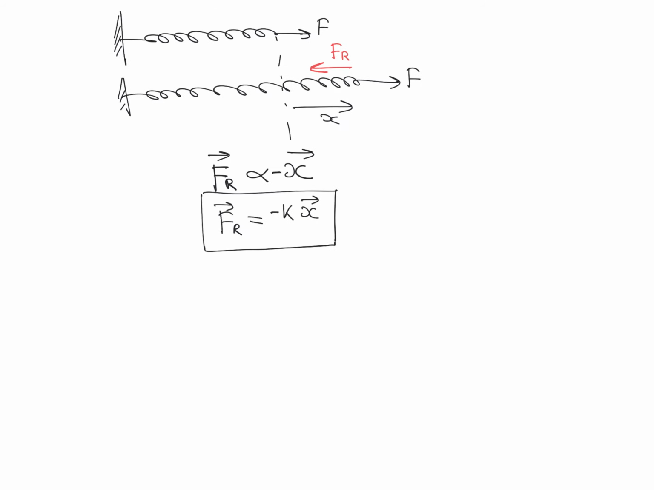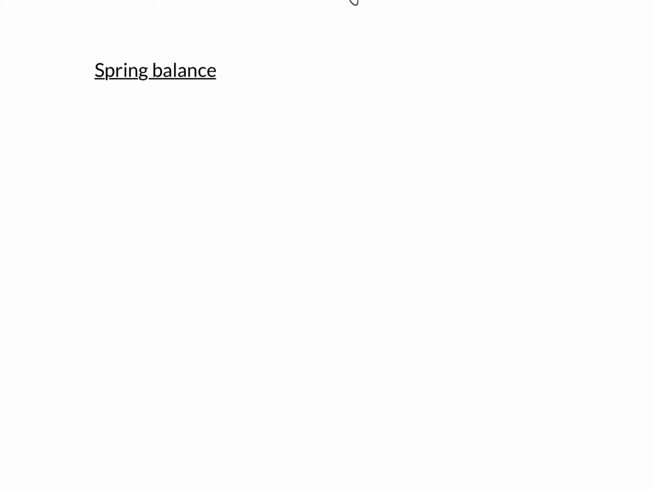Over here this constant k is known as the spring constant, and the value of the spring constant is constant for a particular spring. Now we'll discuss some applications of this spring. One of the applications is the spring balance.